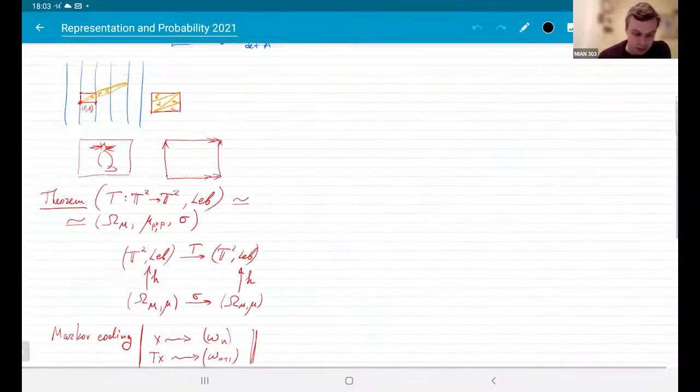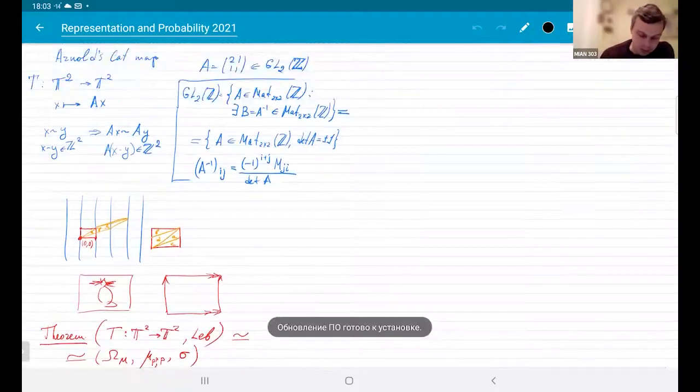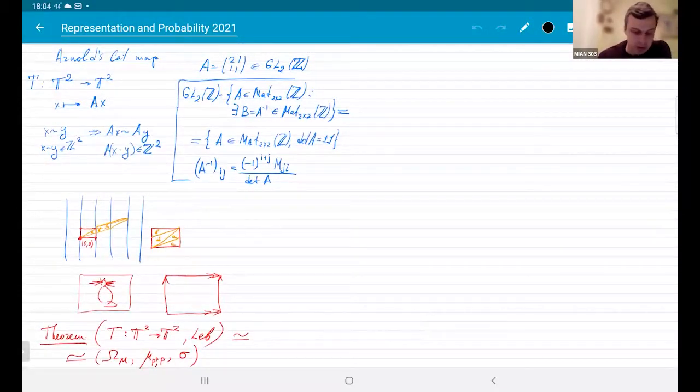Let me recall this. We have this map. It is just a linear map on a two-dimensional torus. We have the torus as the quotient of the plane by a lattice, which is Z^2. And we consider the linear map on the plane which, if the matrix is from GL(2, Z), induces a map on the torus, a bijection and diffeomorphism, on the two-dimensional torus.